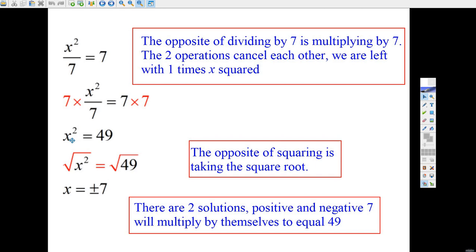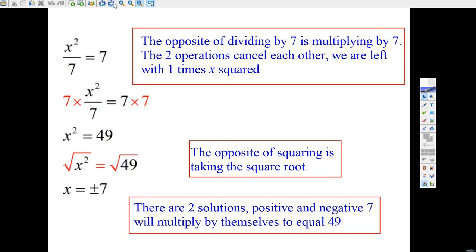We've isolated it. But now we've got to do the opposite. The opposite of squaring is square rooting. It reverses that operation. In fact, it kind of cancels it, so we're just left with x. Instead of x squared, it turns into x. But the square root of 49 means, what do you multiply by itself to equal 49? It's 7. But there's two answers that would make this equation true, positive 7 and negative 7.